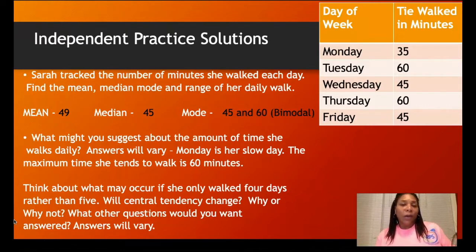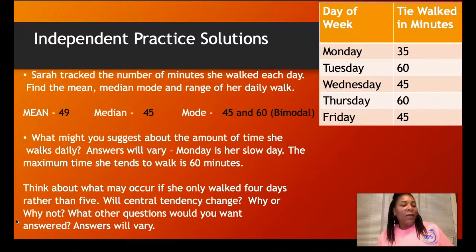The second part of our problem was, what might you suggest about the amount of time she walks daily? I just randomly placed some information here. Yours can be totally different. Maybe she had a rough weekend and just needed to get some walking in, but not a lot, just to get her legs pumping for the day, and the maximum time she walked based on our data is 60 minutes. Again, your answer may vary from mine, and that's totally okay.